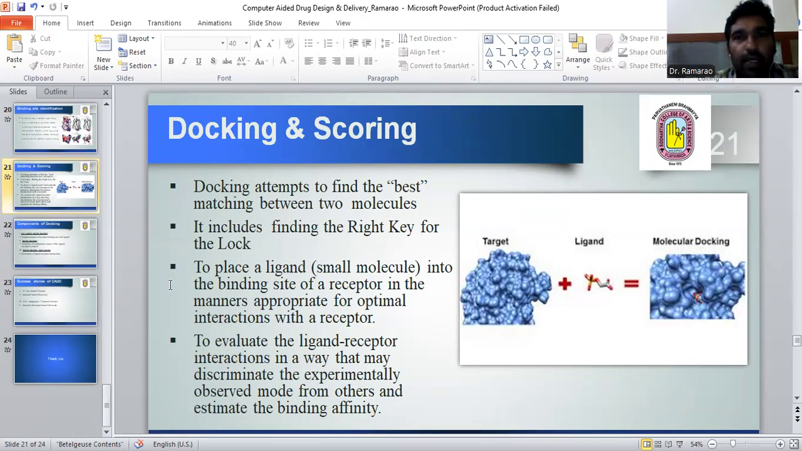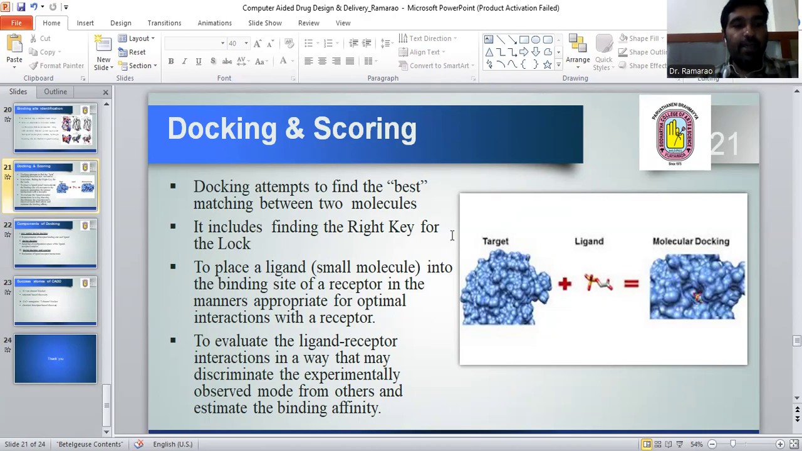Then molecular docking is very important. Molecular docking is an in silico method which predicts the placement of small molecules or ligands within the active site of their target protein receptor. Also, the target protein means here the receptor. It is mainly used for accurate estimation of the most favorable binding modes or bioaffinities of ligands with their receptor. Docking attempts to find the best matching between the molecules. It includes finding the right key for the lock. To place the ligand small molecule into the binding site of the receptor in a suitable manner, approximating optimal interactions with the receptor.